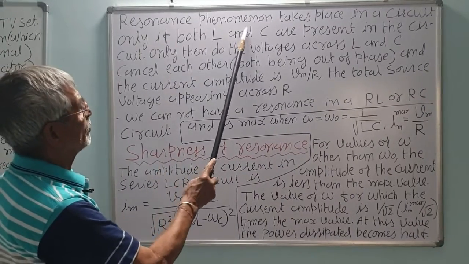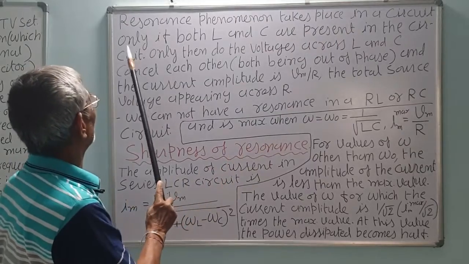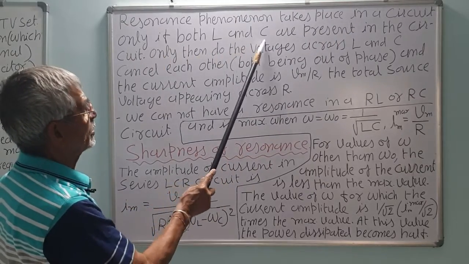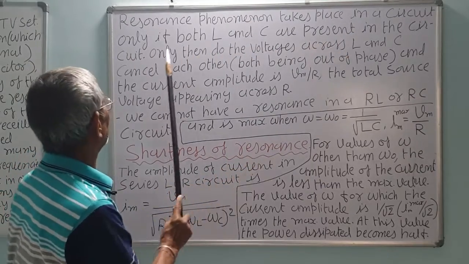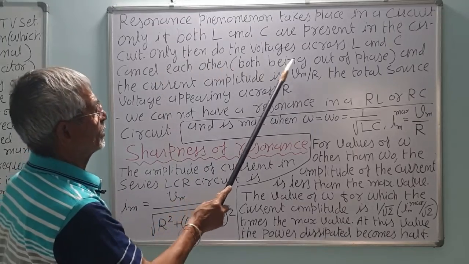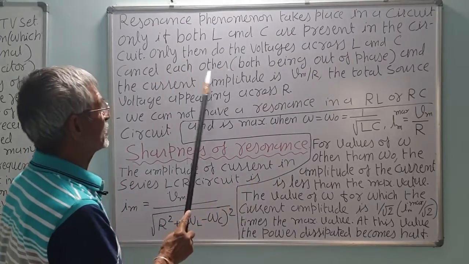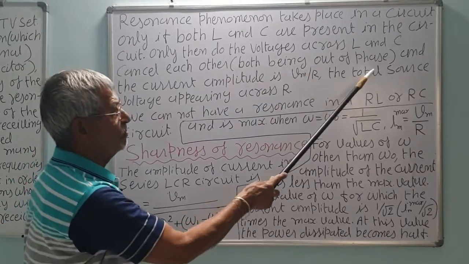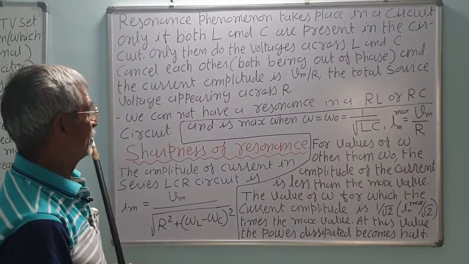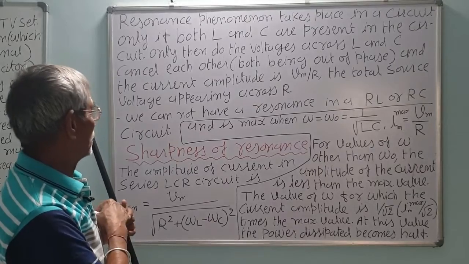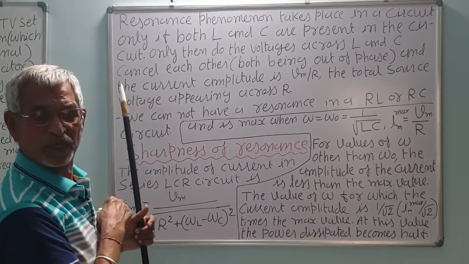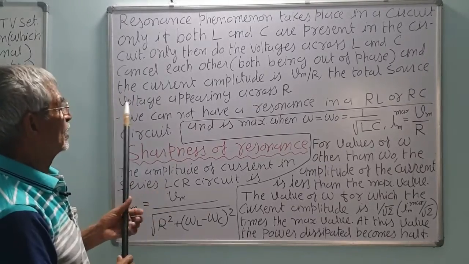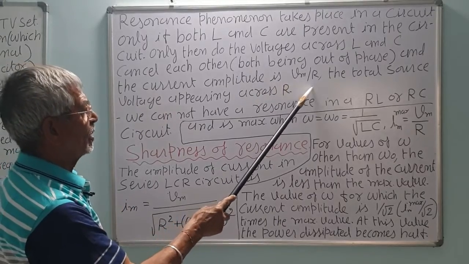So resonance phenomena takes place in a circuit only if both L and C are present in the circuit. Only then do the voltages across L and C cancel. We know that the voltages across L and C are out of phase, and being out of phase, they cancel. They cannot cancel in the RC circuit. So there should be L, C and R. The current amplitude is Vm upon R at resonance.